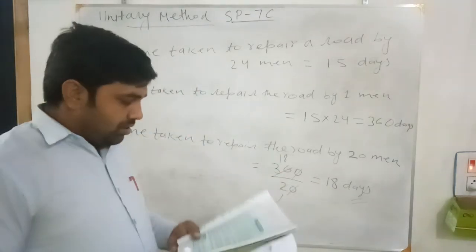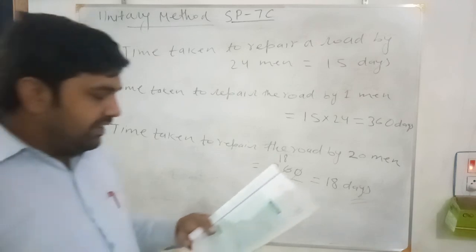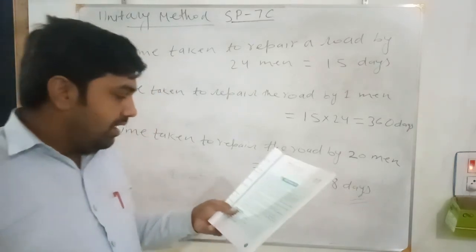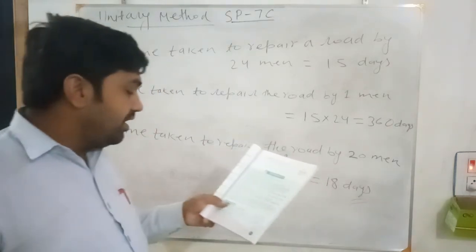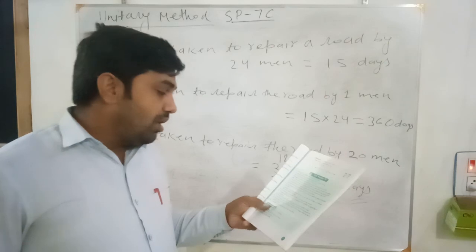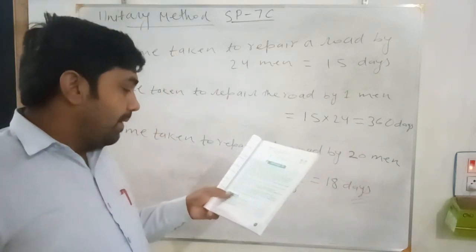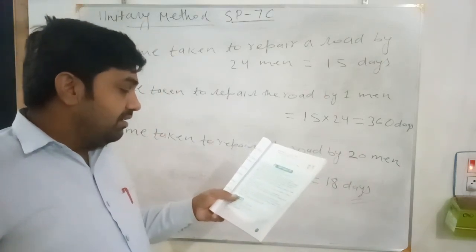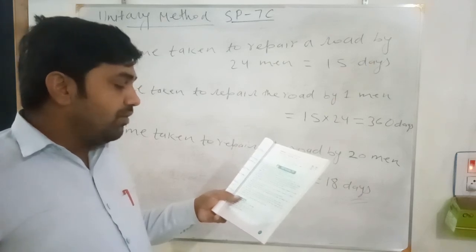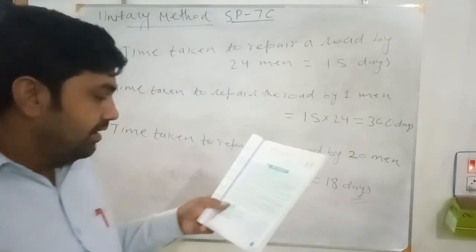Similarly you can do question number 14. I am leaving it as homework. And see question number 15: A man walks 110 meters in a minute. How long will he take to walk 26.4 kilometers? So the time taken to walk 110 meters is 1 minute.